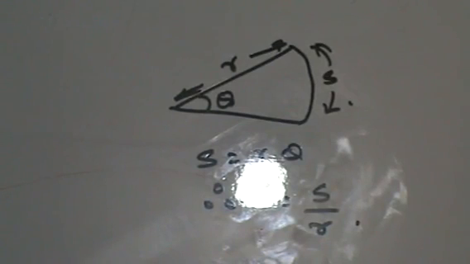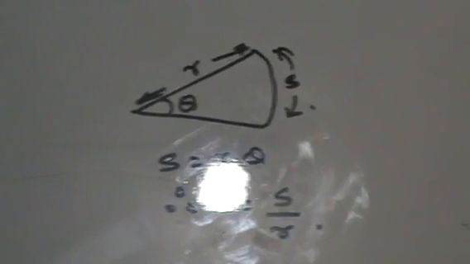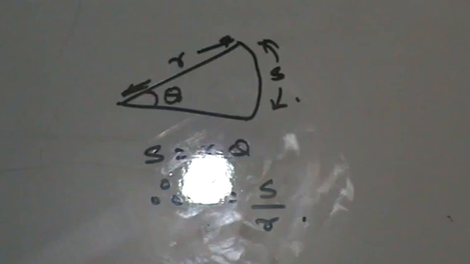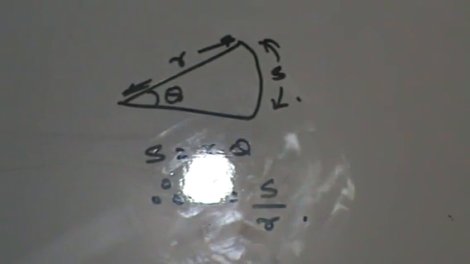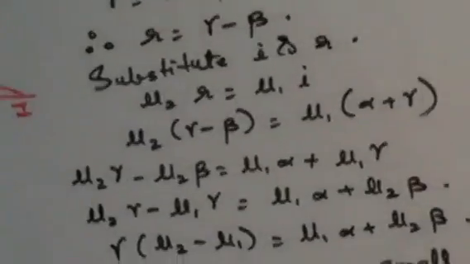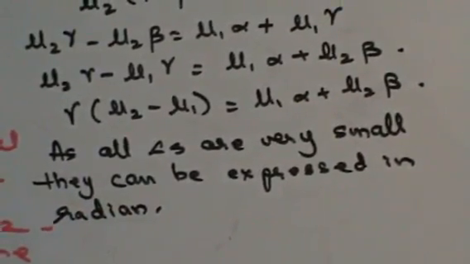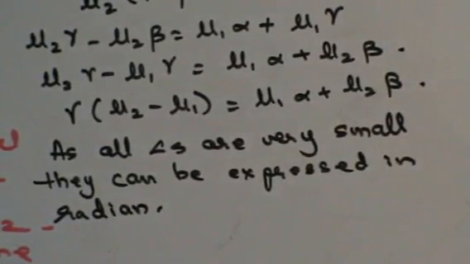Now, if we know that principle, I can say that, assuming all the angles are very small, they can be expressed in radians. Why am I doing that, guys? Because I can use the formula S is equal to R theta only when the angle is in radians.